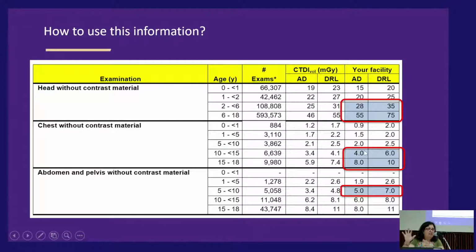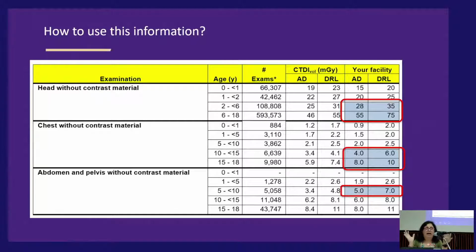So if you start here, where you do a comparison and say, okay, these are the 5 exams I need to start looking at because my dose is much higher than what the DIR has established, that's where you start, working on these 5 protocols to optimize your dose. So that's what I advise facilities.